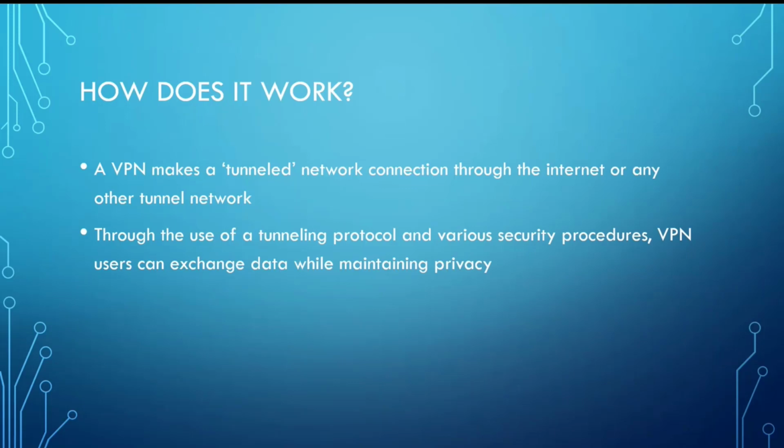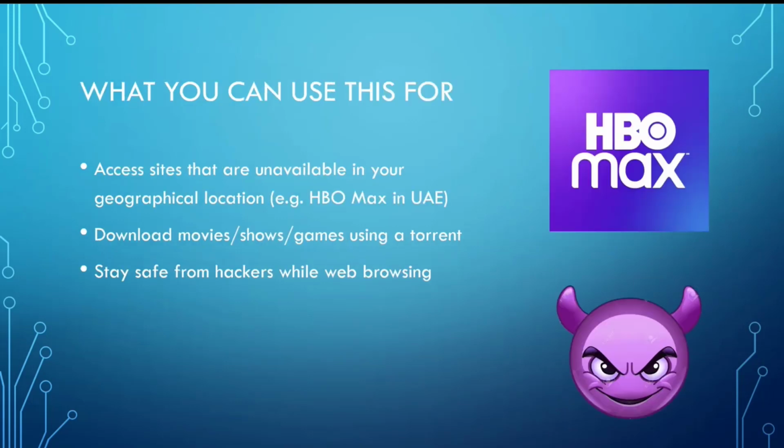So how does it work? It makes a tunnel network connection through the internet or any other tunnel network. And through the use of a tunneling protocol and various security procedures, VPN users can exchange data while maintaining privacy. What you can use this for: access sites that are unavailable in your location, such as HBO Max in the UAE. You can download movies, shows, and games using a torrent, and you can stay safe from hackers while web browsing.